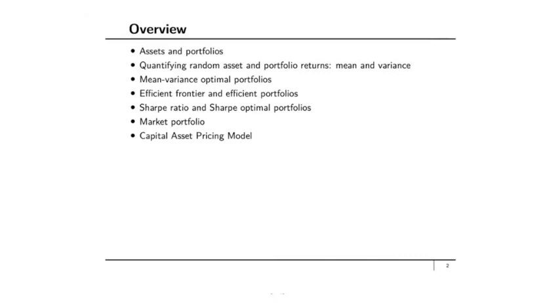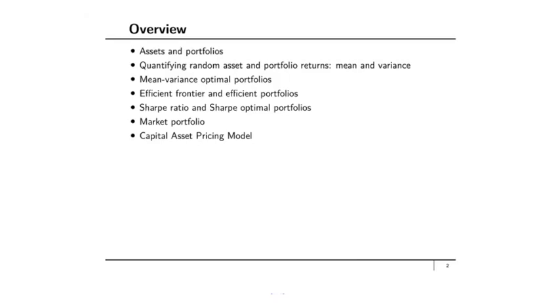The overview of what we're going to be talking about here is that we're going to define assets, we're going to define portfolios, we're going to define how to measure random returns on assets and portfolios. And for the mean variance optimization, as the name suggests, we're going to quantify the random asset and portfolio returns by their mean and variance. We're going to define something called mean variance optimal portfolios or mean variance efficient portfolios. We're going to define something called the efficient frontier and the portfolios that lie on this efficient frontier, and how does one compute them. Along the way, we are also going to talk about Sharpe ratio and Sharpe optimal portfolios.